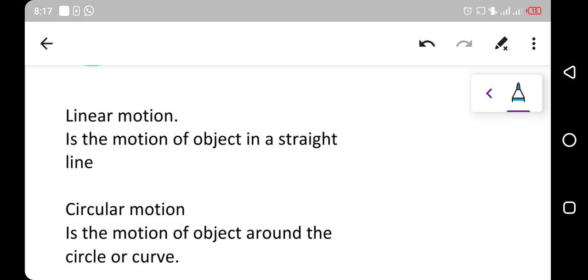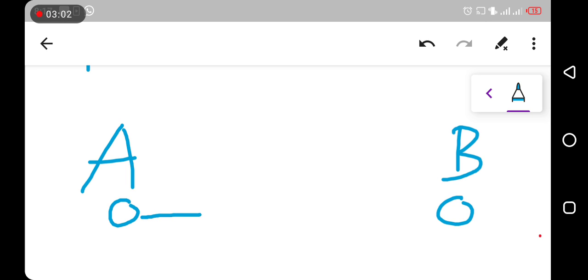If we need to know linear motion, consider we have two points, point A and point B. If an object moves from point A to point B in a straight line, we call it linear motion. Kama bode imemove katika point A kwenda katika point B, lakini ikawa katika line, ikawa katika mstari, basi bode hiyo tunasema ipo katika linear motion. Kwa hiyo aina hiyo ya motion tunaiita linear motion.